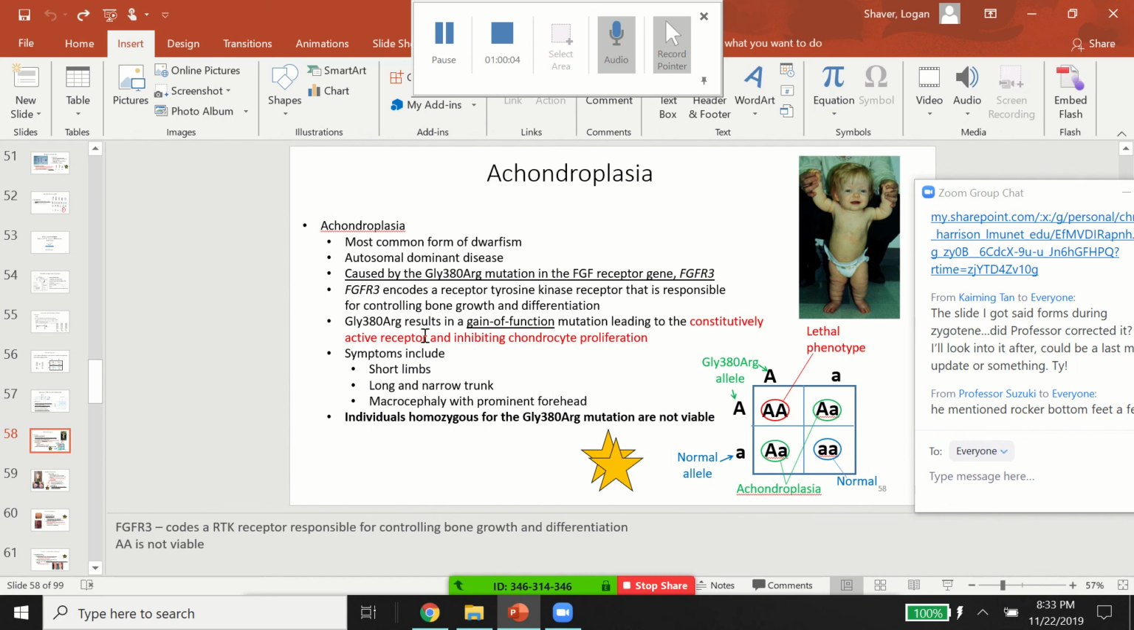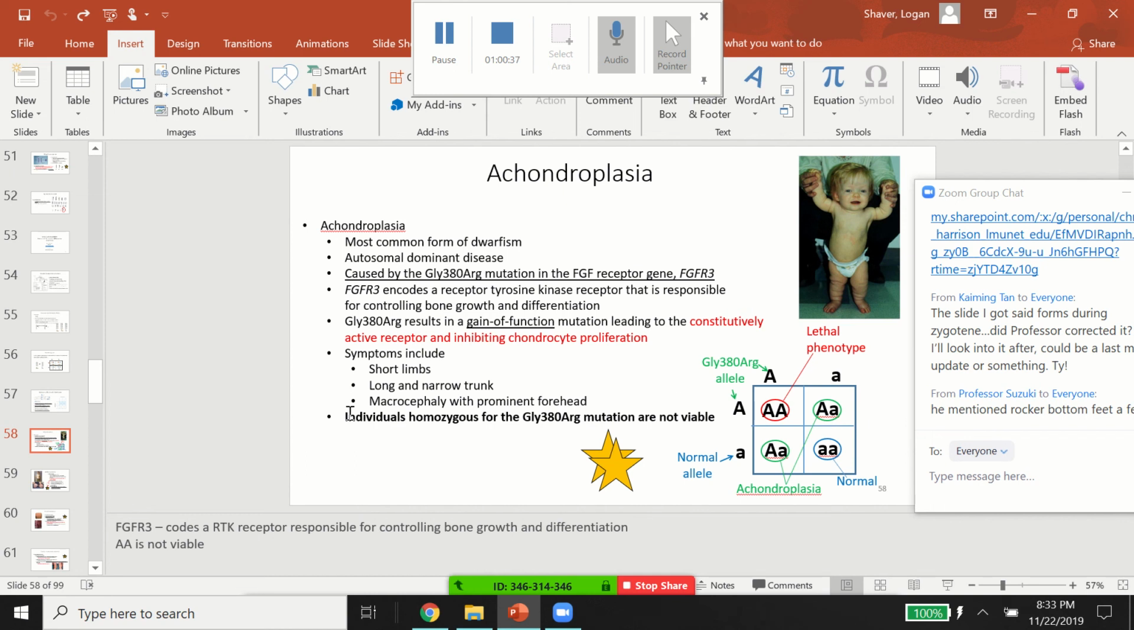Also, this mutation, Gly380Arg, right? That's a gain of function mutation, and therefore it's like continual activation of a receptor. But what happens when you have that receptor continuously activated is that you have this inhibition of chondrocyte proliferation. So basically, you won't form correct cartilage, and therefore you won't form correct bone. So it won't be long enough. Therefore, all your long bones are typically affected. So that's why you get this sort of phenotype here.